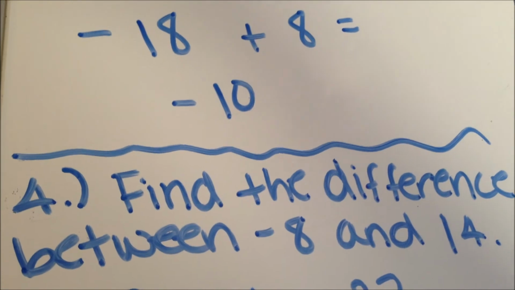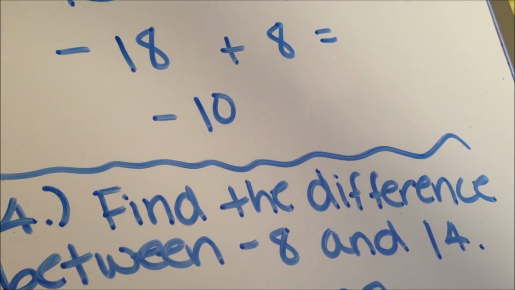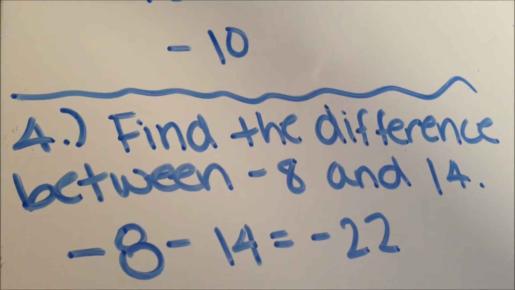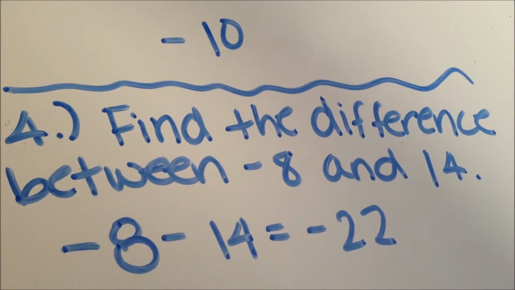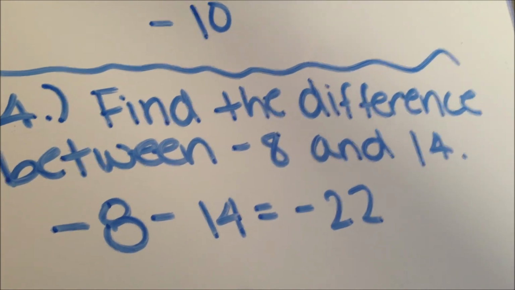Okay, number 4, find the difference between negative 8 and 14. The word difference means simply to subtract. You maintain the same order. So we have negative 8 minus 14. Same sign sum, so you're going to add 8 plus 14, which gives you 22, and our answer is negative because the numbers themselves are negative.